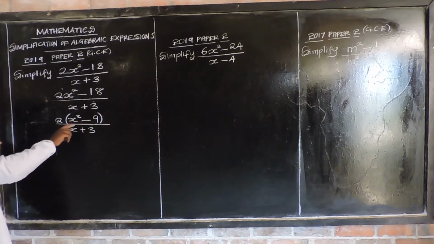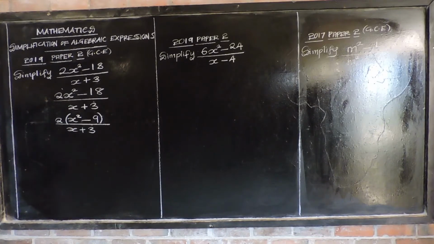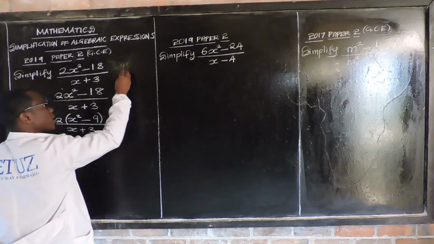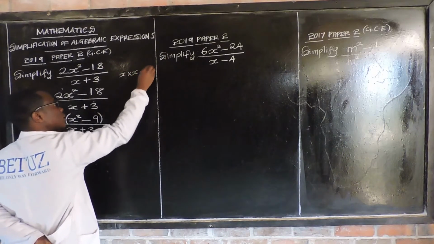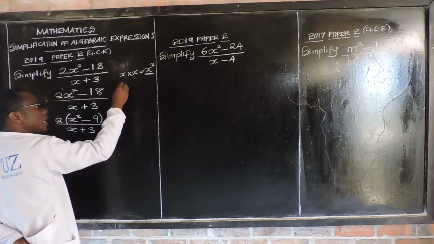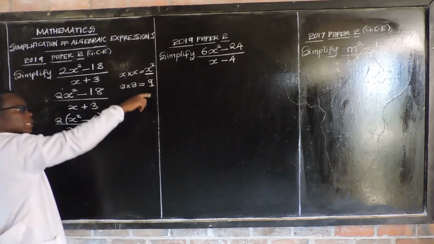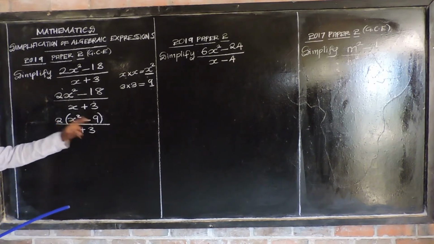Now, you realize in this case, x squared minus 9 makes what we call a difference of 2 squares, because x squared is a perfect square, and 9 is also a perfect square. How? Because for us to obtain x squared, we multiply x by x. X by x, we get x squared. Then 3 by 3, you get 9. Meaning 9 is also a perfect square.